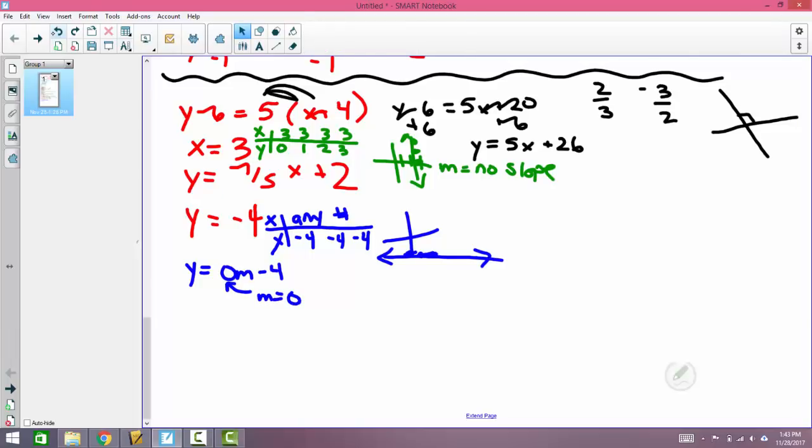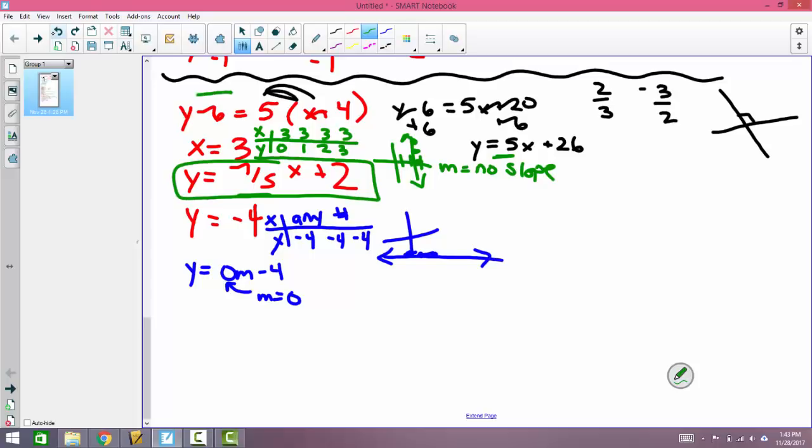So the only one we don't have, we have no matches yet, is y equals negative 1/5x. So let's see. A slope of 5 and a slope of negative 1/5, would those be perpendicular, opposite reciprocals? Yes. So these are perpendicular.